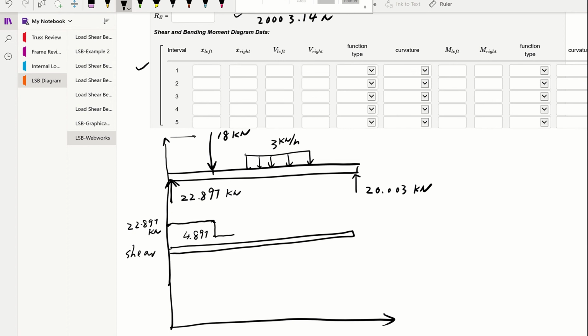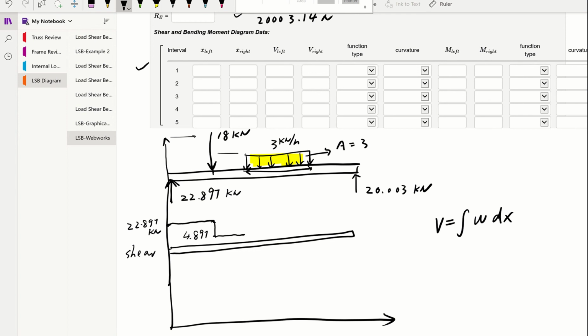Then you continue and move forward. There's nothing going on here. So that will be a straight horizontal line until we encounter this distributed load. For a distributed load, how do we translate it into shear? Remember, shear is basically the integral of our distributed load. In other words, the area underneath this distributed load is what we are going to integrate. So this is a rectangle. So the area here gives us 3 kilonewton.